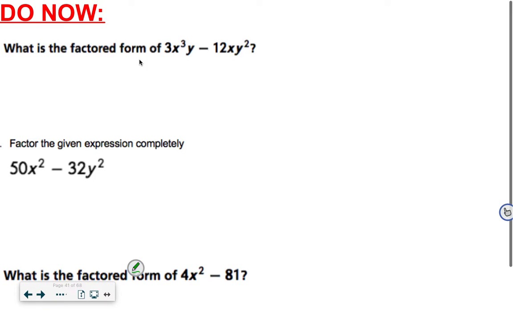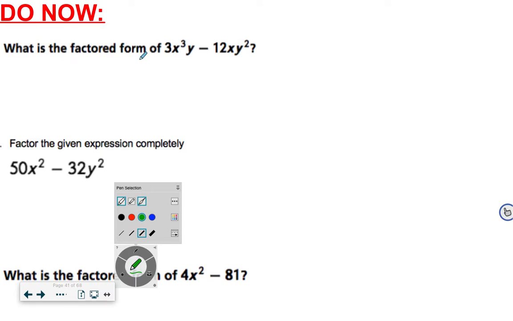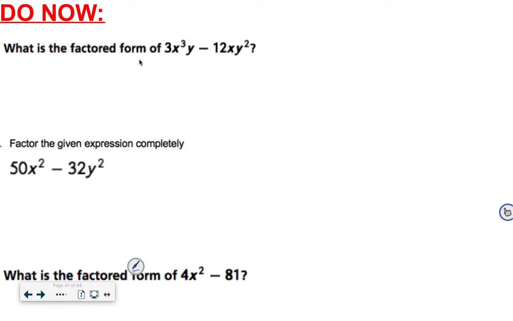Alright, ladies and gentlemen, today we are going to start a new topic. Before starting the new topic, we have a do now question. What is the factored form of 3x cubed y minus 12x y cubed?